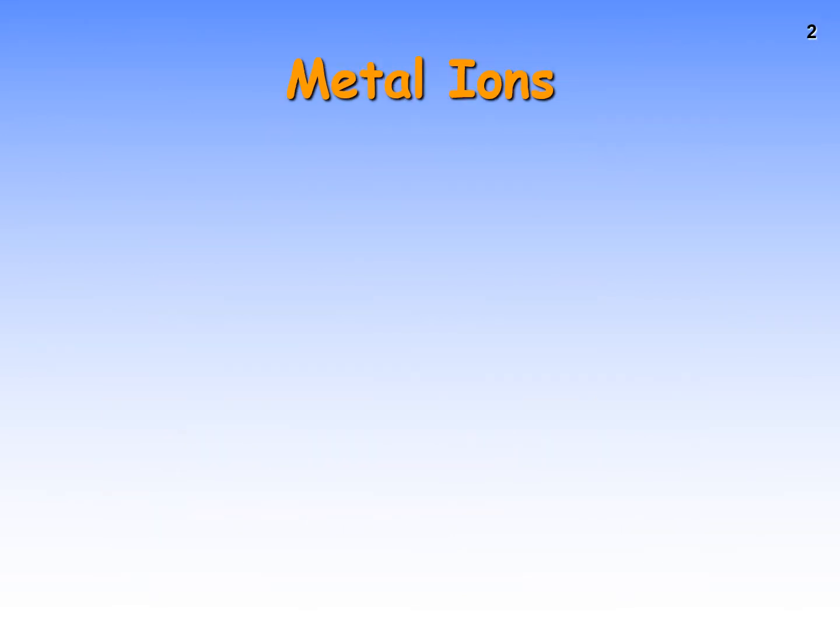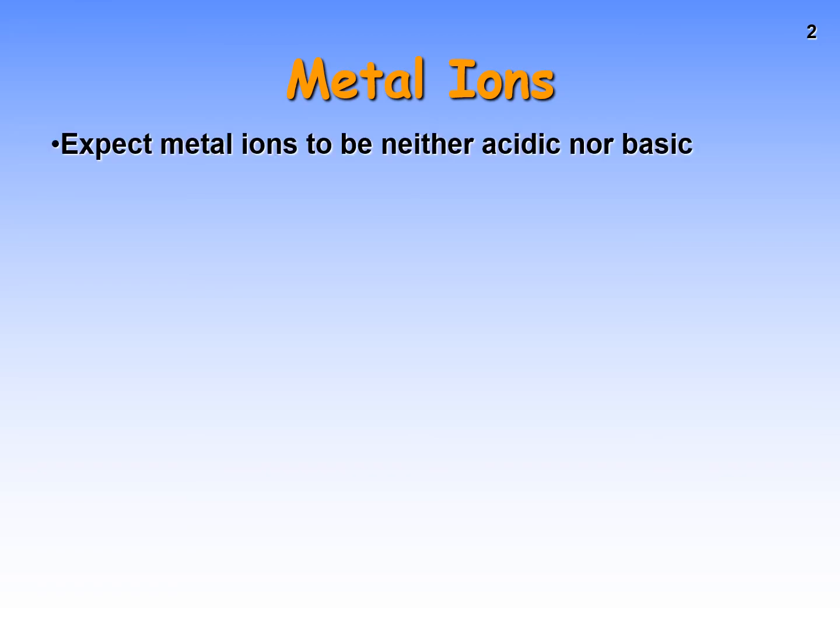Okay, so before we can talk about rules for ionic compounds, we have to talk about metal ions. One of the things that is kind of interesting is metal ions can act as acidic or basic, depending on what metal ion we have. I keep meaning to fix this slide here. It says to expect my metal ions to be neither acidic nor basic. That's completely wrong.